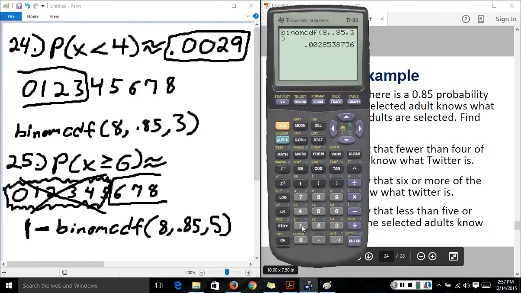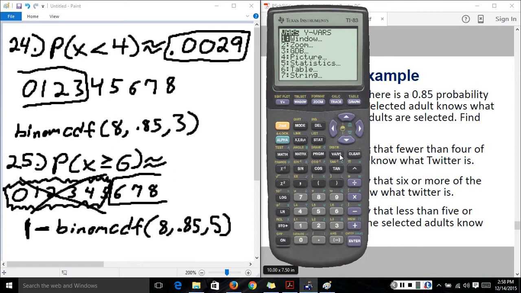When I put that in a calculator, I can put it in just as it's written, 1 minus, first, then second, second bars, binomial CDF, trials, probability of success, biggest number that I don't want, and I get my answer.